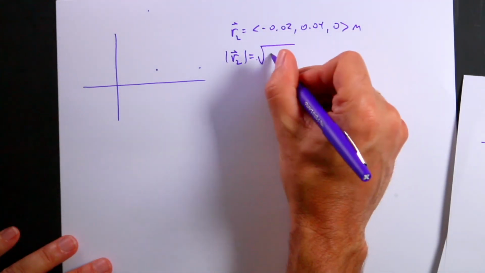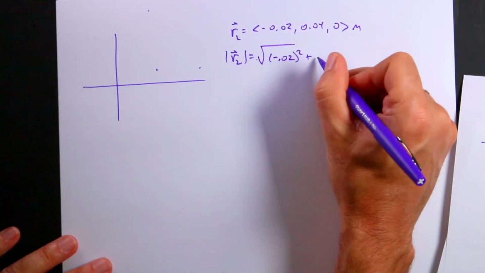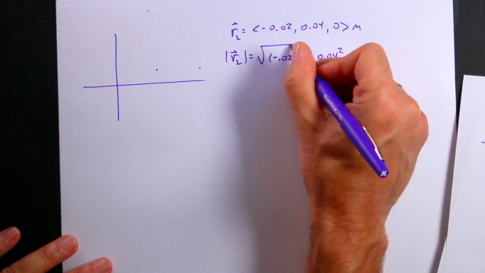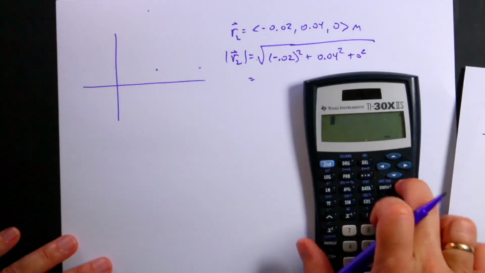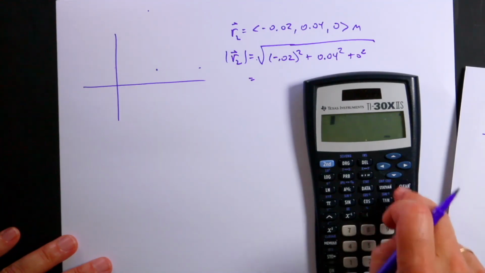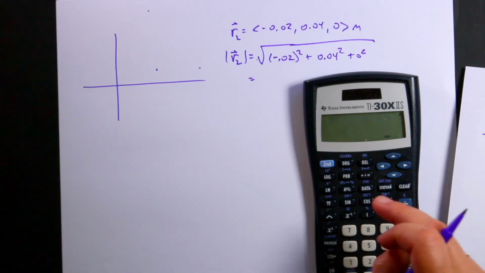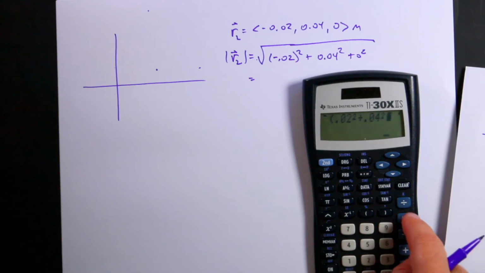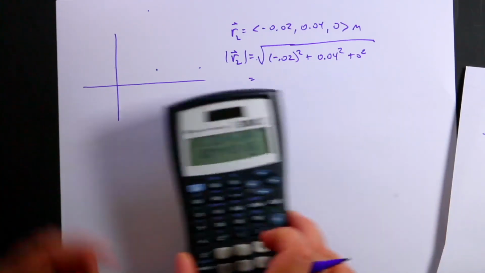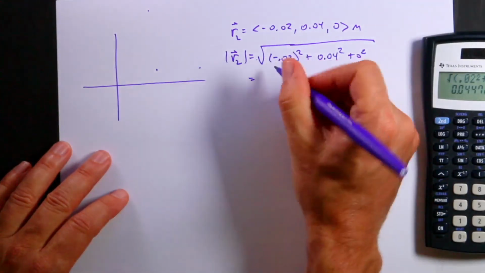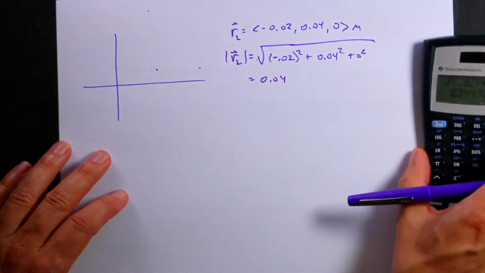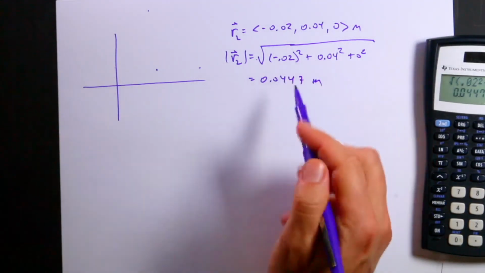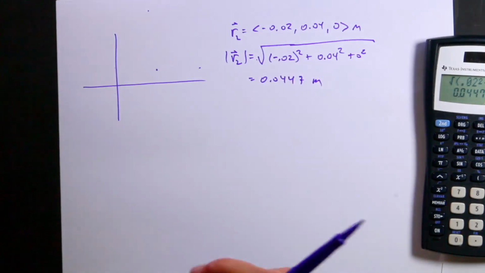So the R2 magnitude is going to be the square root of negative 0.02 squared plus 0.04 squared plus 0 squared. Let's go ahead and do that in our calculator. I'm not a great calculator person, I hope you know that. Square root of, I don't need the negative sign, right? Because I'm squaring it. So I'm going to say 0.02 squared plus 0.04 squared. Close parentheses. And I get 0.0447. And you'll notice that's longer than either of those two, and that's the way it should be.